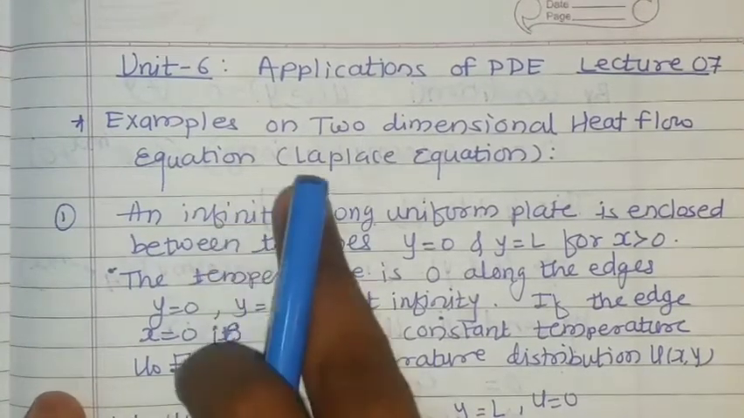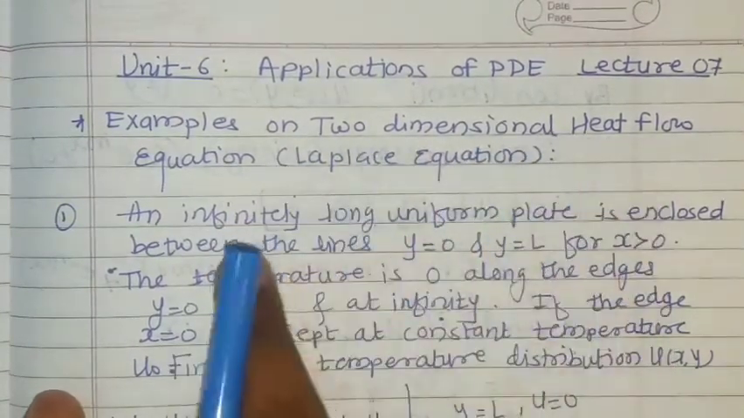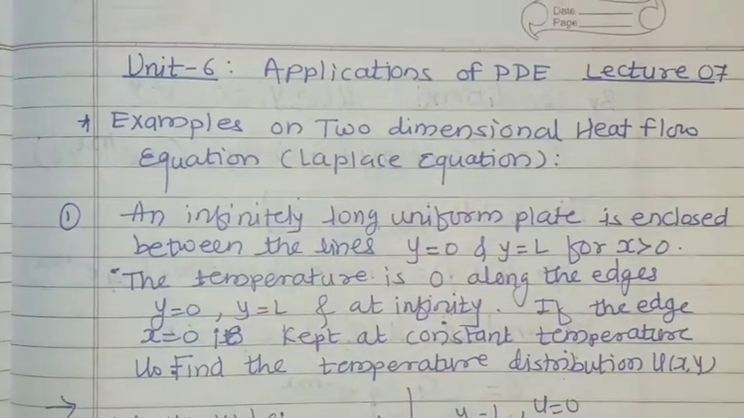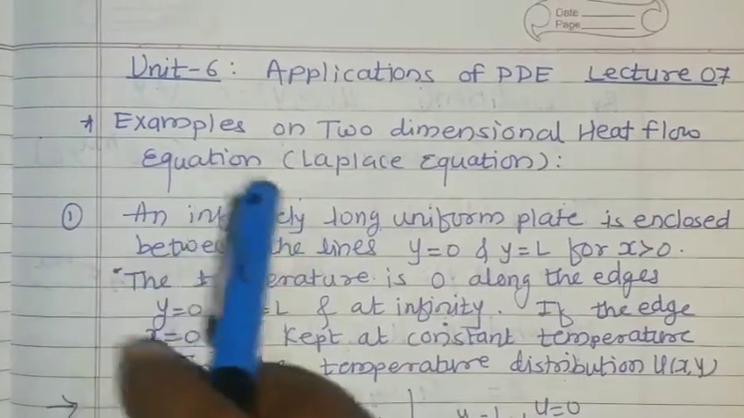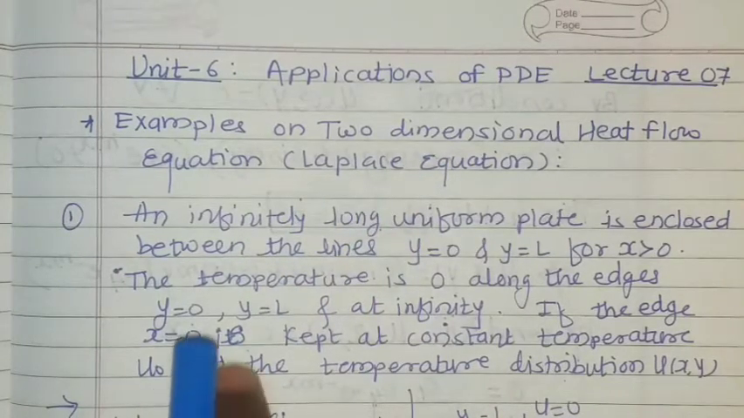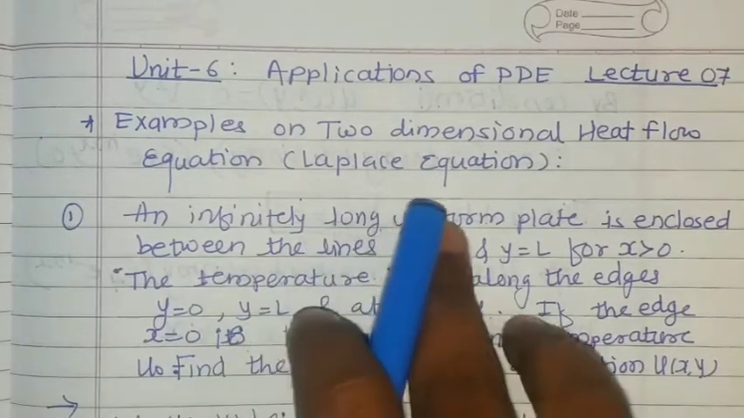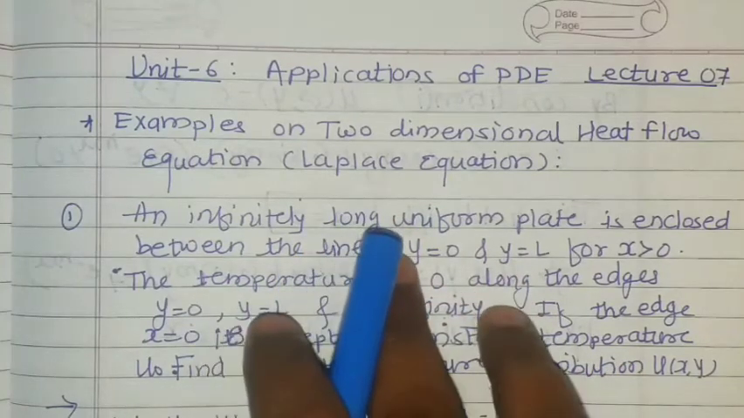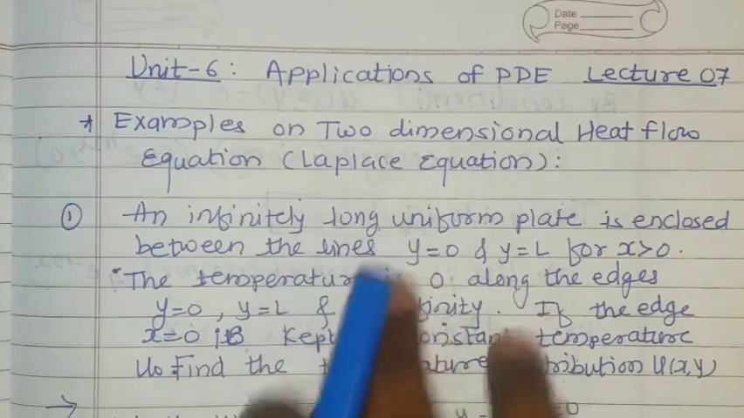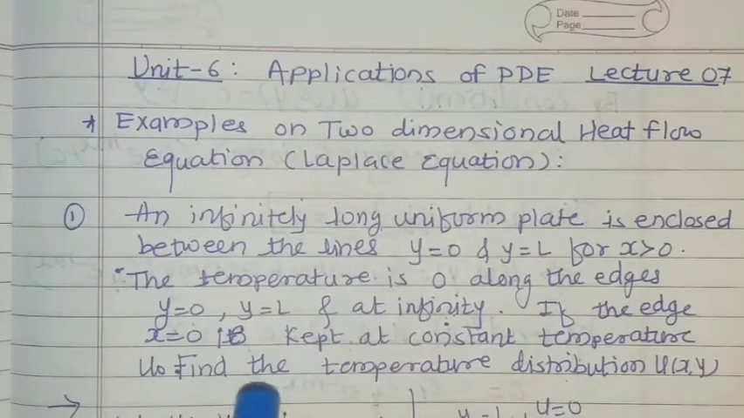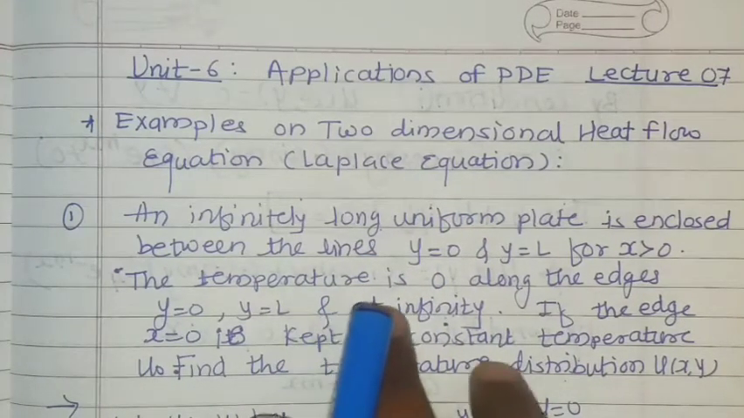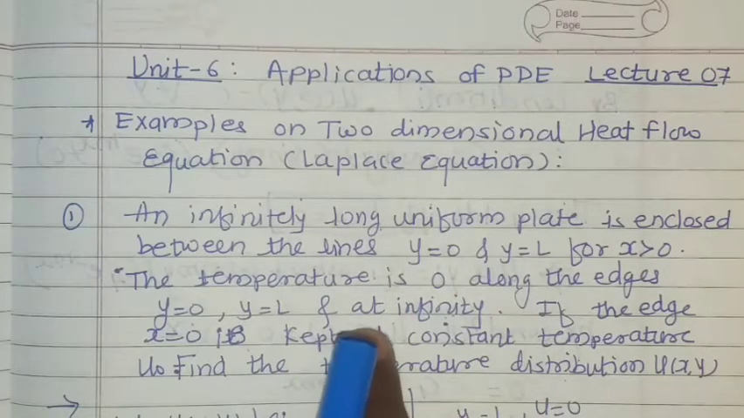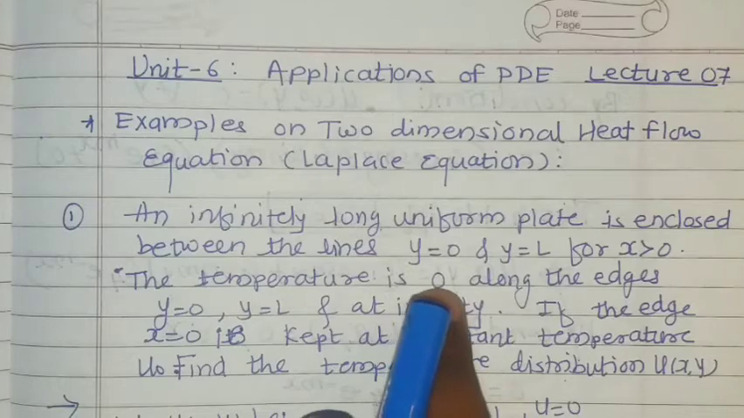In this lecture we'll cover examples on the two-dimensional heat flow equation, also called the Laplace equation. In the previous video we also saw some examples based on the two-dimensional heat flow equation. There we considered an example based on the first case of the general solution, when y tends to infinity. Now in this video I will cover one example in which we have the x tends to infinity condition, and we'll make use of the second general solution.